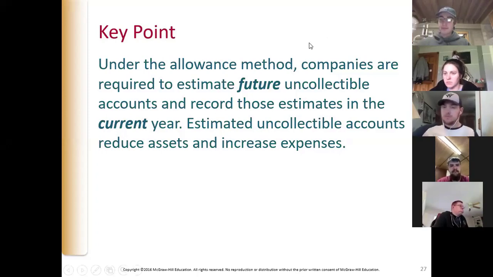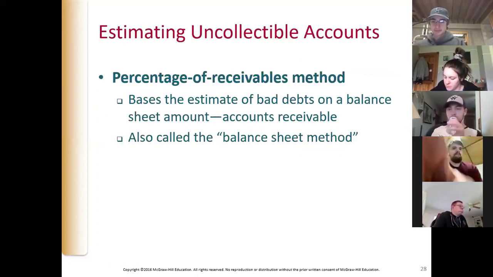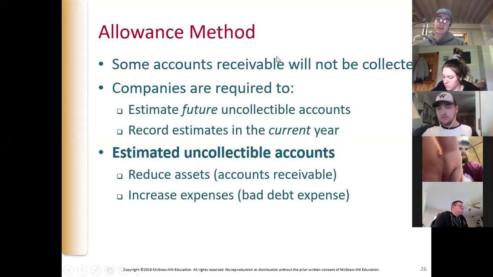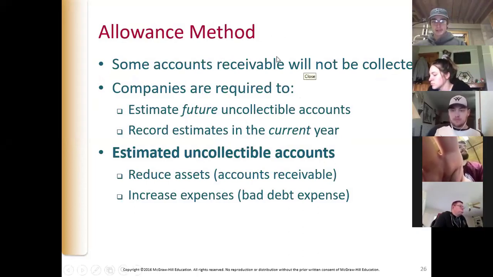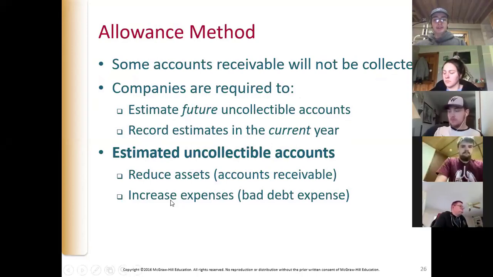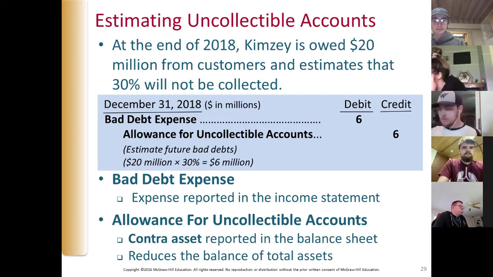We are going to record a debit to bad debt expense. Let me make sure you're on the same slide as me. Let me go back to this one since it's kind of jumping around. We're going to record a debit to bad debt expense. Do you see that underneath the estimated part down there? It says at the very bottom of the slide, increase expenses. You on the same slide as me?